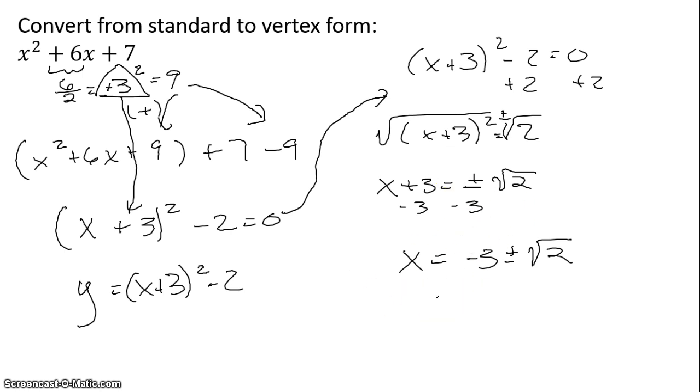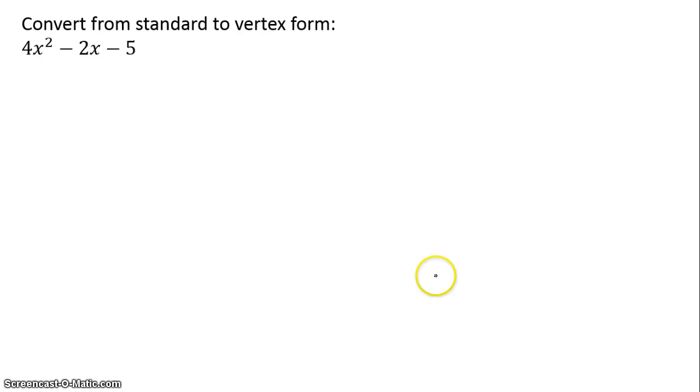So let's go ahead and do another one, last one. This one, we'll notice that the coefficient is not 1. So to get it as 1, we have to divide everything by that front term. So what that gives us is we get x squared here, which gives us our 1 coefficient, minus 1 half x minus 5 over 4.